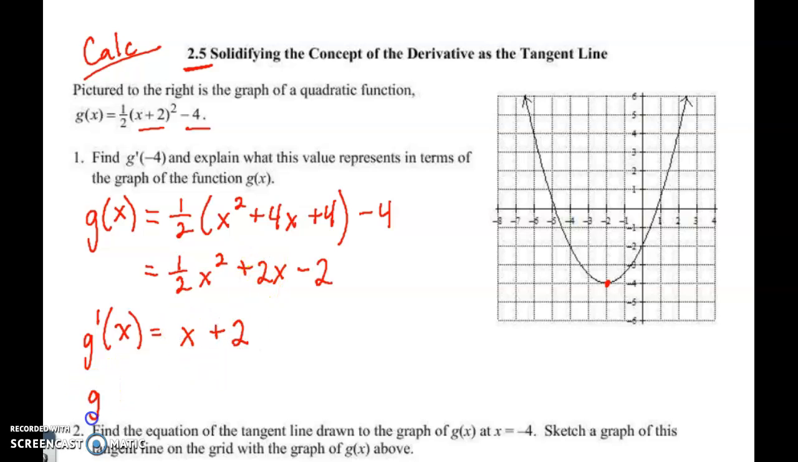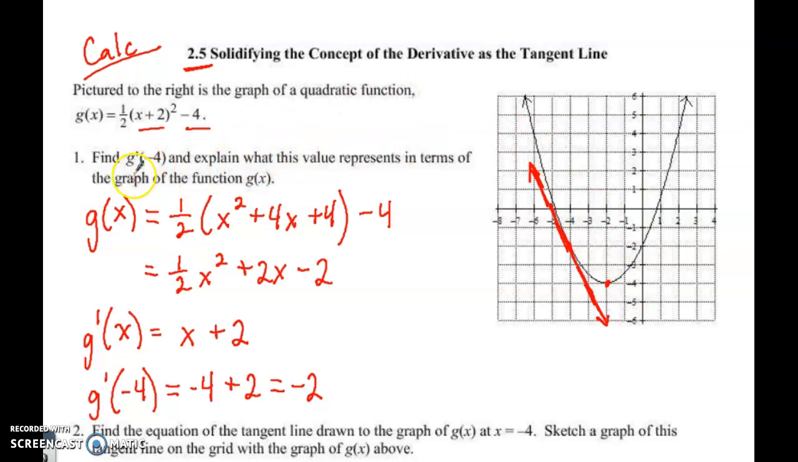So then we could actually figure out numerically what g prime of -4 is, which would be plugging in -4 for x in x plus 2, which would equal -2. So what does that actually mean? At x equals -4, our slope of the tangent line should be down 2 over 1. I'm trying to draw this perfectly, but please forgive me, that's not exactly a slope of -2, but pretty close.